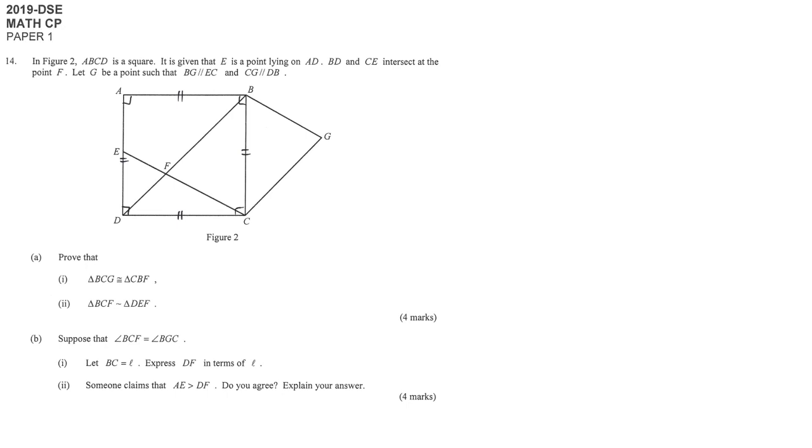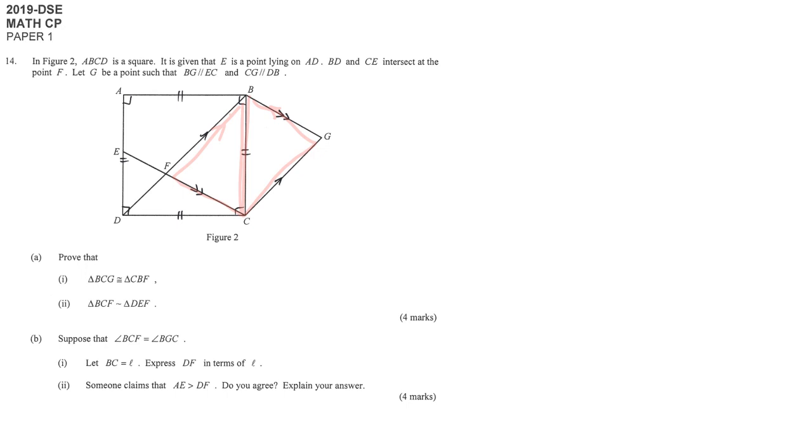After that, we know that BG is parallel to EC. So BG here is parallel to EC here. At the same time, CG is also parallel to DB. We have to prove the triangle BCG, this direction, is congruent to BCF, this direction. So before we start, we should set up the strategy first.